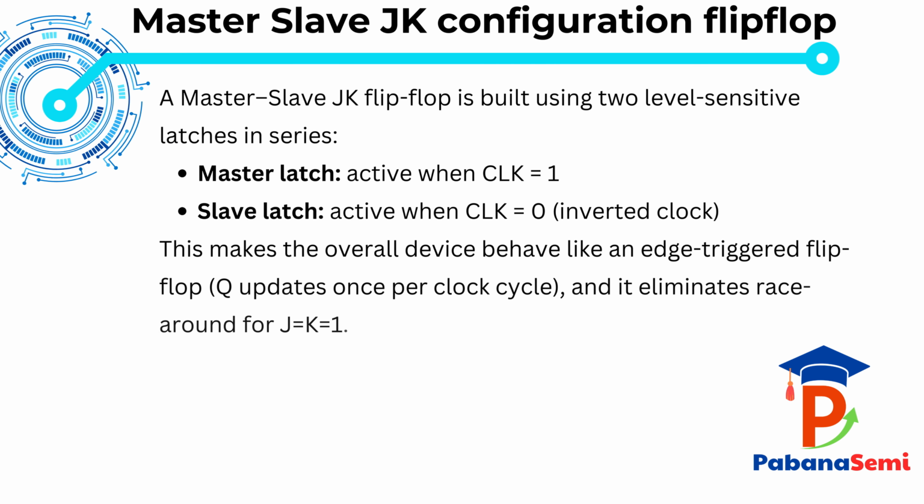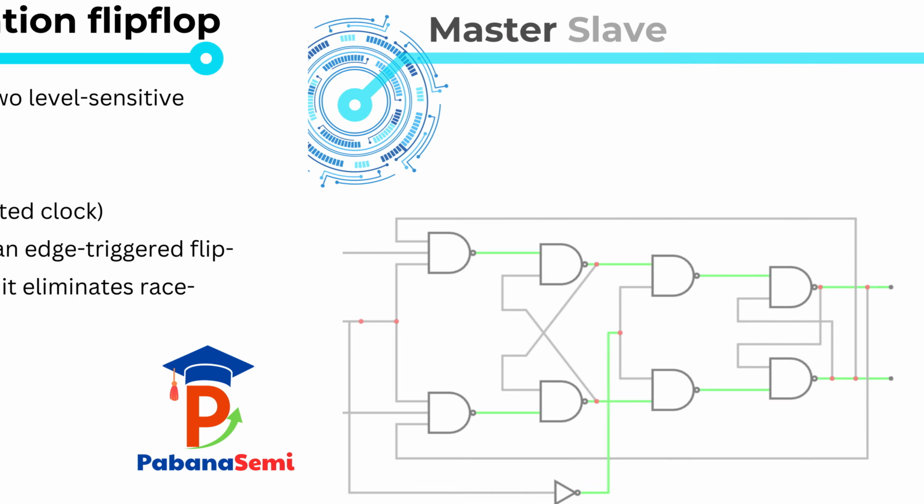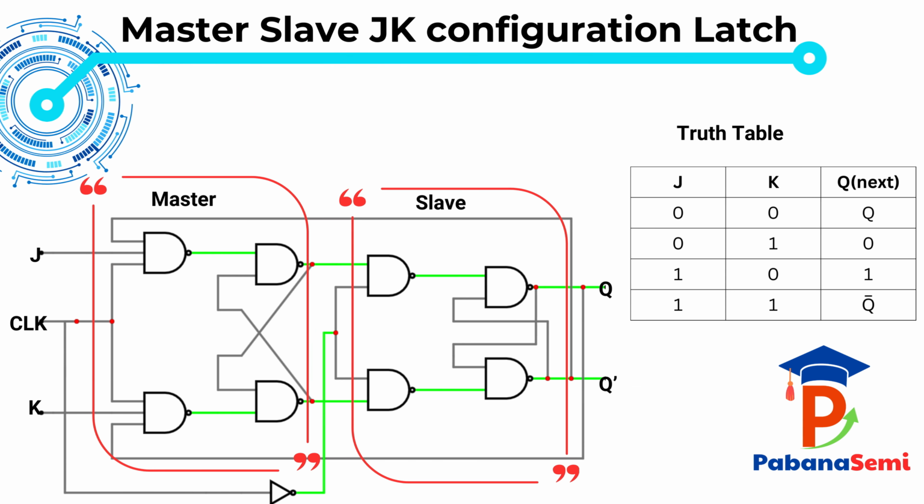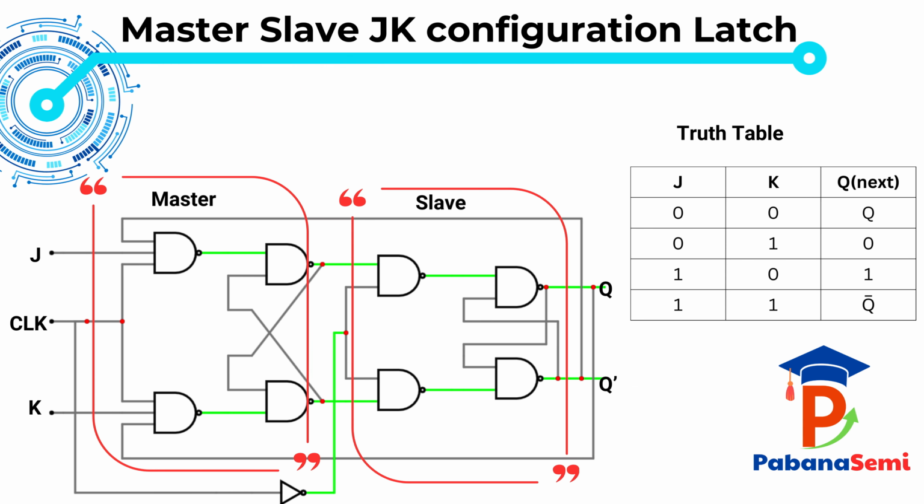To avoid race conditions, which exist in the JK latch, we implement the JK master-slave flip-flop. A master-slave JK flip-flop is built using two latches, so people see latch blocks and think it's still a latch. But the combination of two latches with opposite clock phases behaves like an edge-triggered device, so we call the overall thing a flip-flop. Now let's discuss the master-slave JK configuration and why it is important.